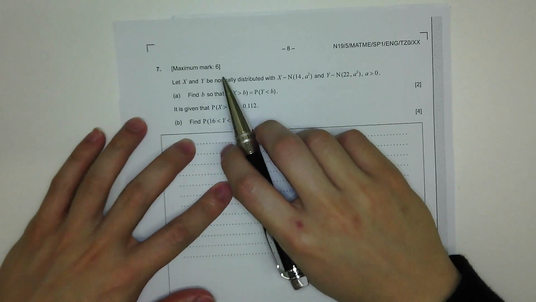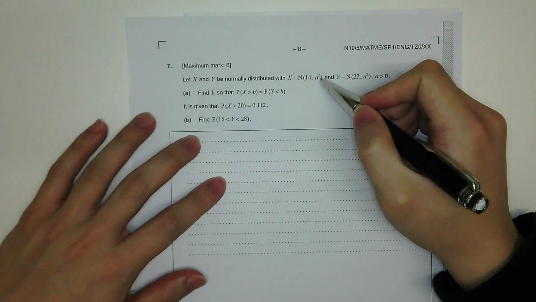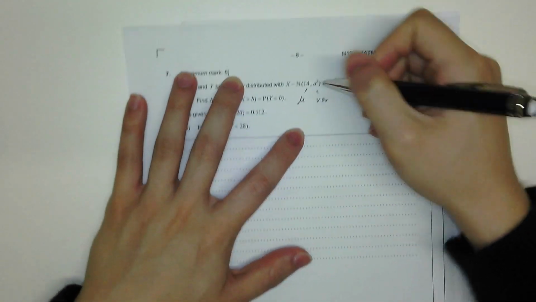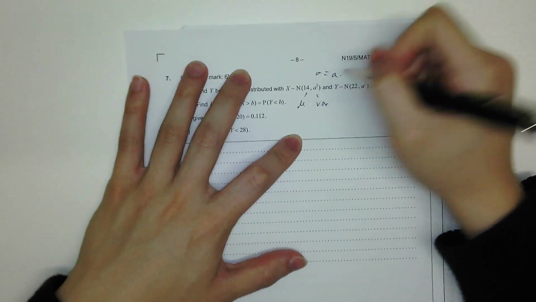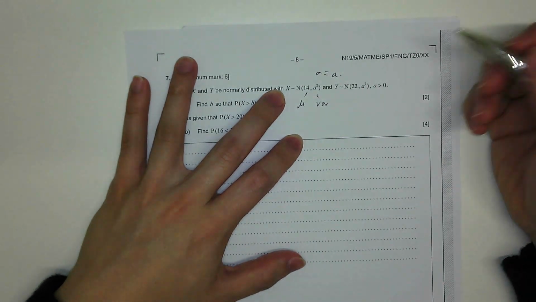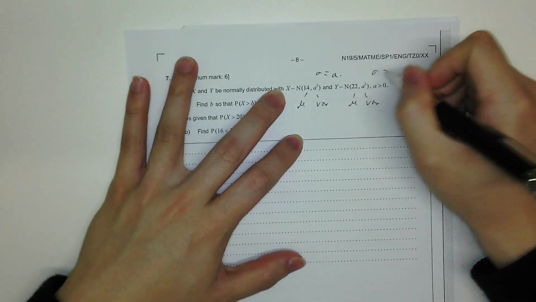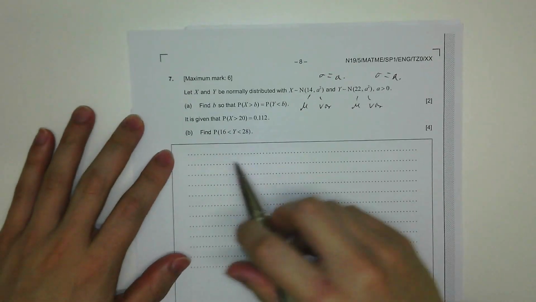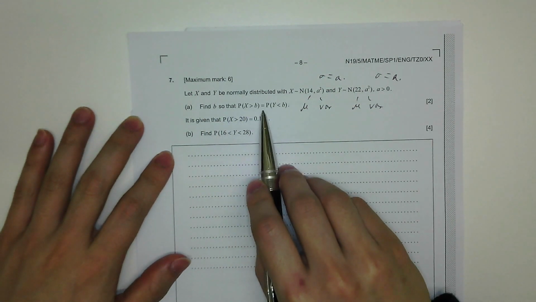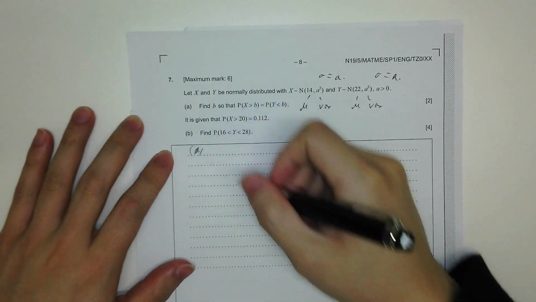Question 7. Let x and y be normally distributed, with x having mean 14 and variance a squared. So we know this is the mean and this is the variance, which means that the SD is a. For y, another variable, the mean is 22, but they have the same variance, so the same standard deviations. Part A, find b such that the probability of x greater than b equals the probability of y smaller than b. So let's draw the normal distribution curve.